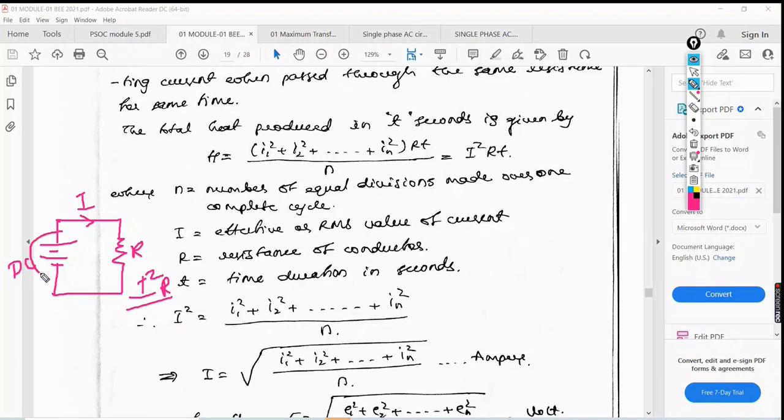Whenever you apply a DC power supply, it produces a particular amount of heat. If you replace this source of EMF by an AC power supply, and the amount of heat produced by the DC is equal to the amount of heat produced by the AC, then the magnitude of the current flowing in the network is called the RMS value or the effective value. Got my point?